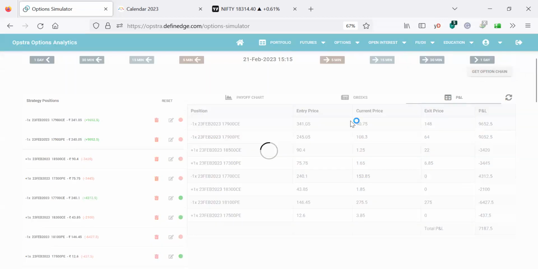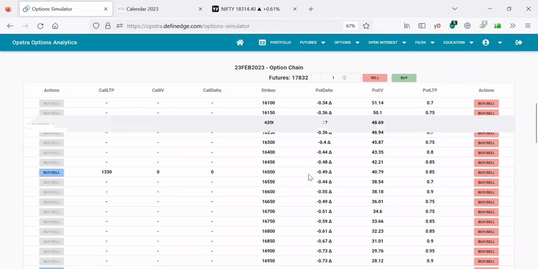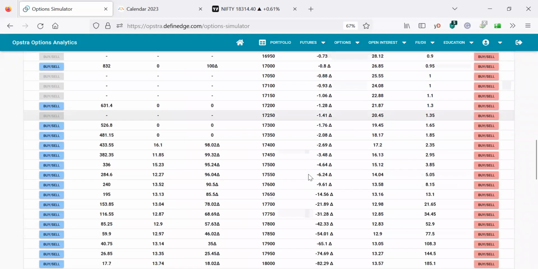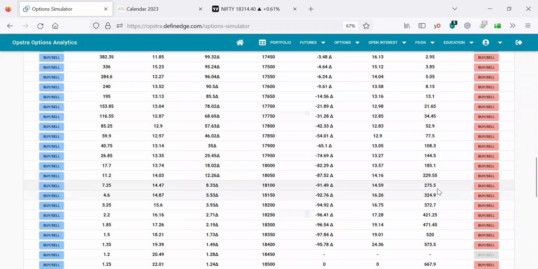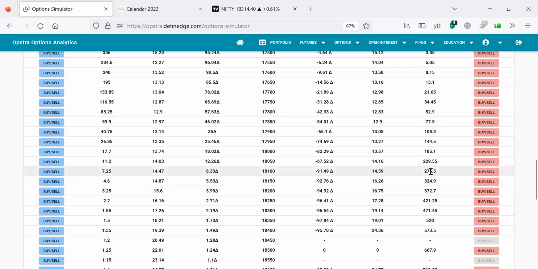I'll show you the option chain. 18,100 put, keep it in mind. It is at 275 rupees. So what we can do is shift it a little up. A little up means towards the at the money, like 18,200, 300. If you check it here, it is 275 rupees, but a lot of difference is there. There is no small difference.